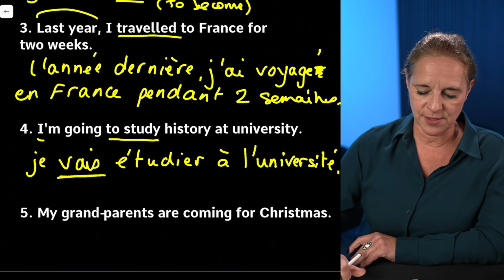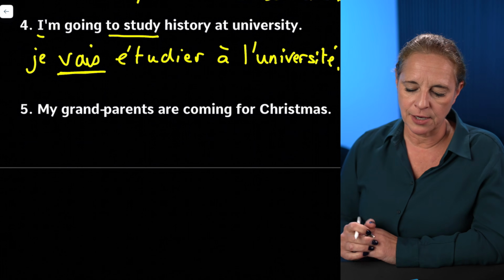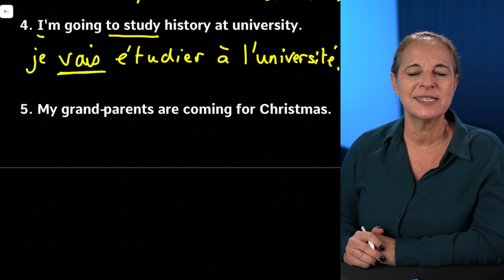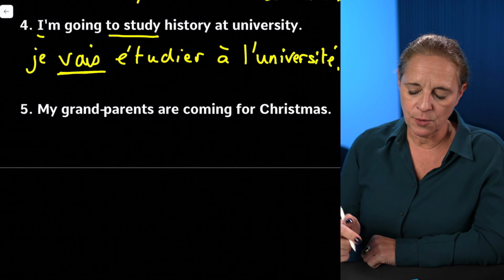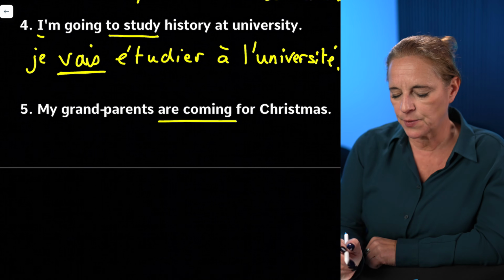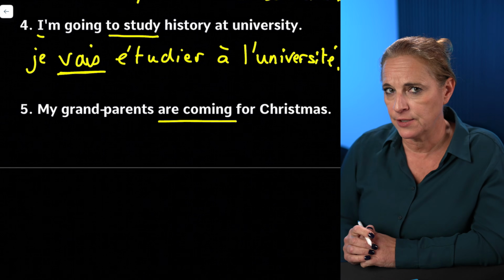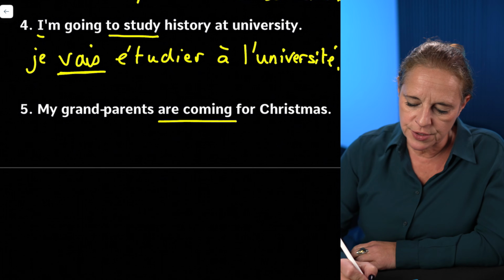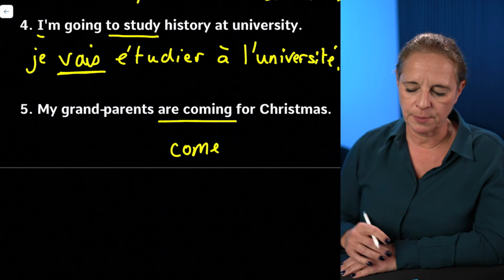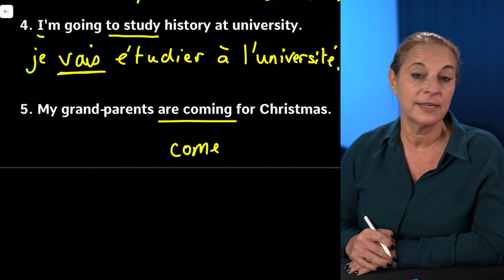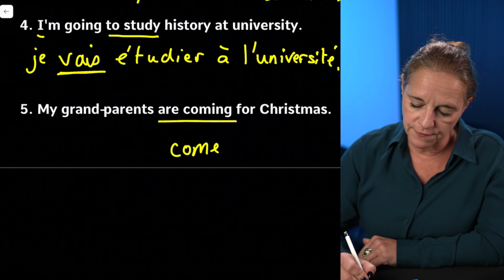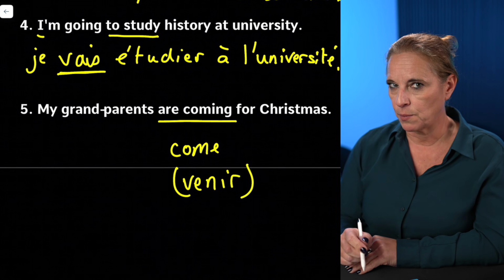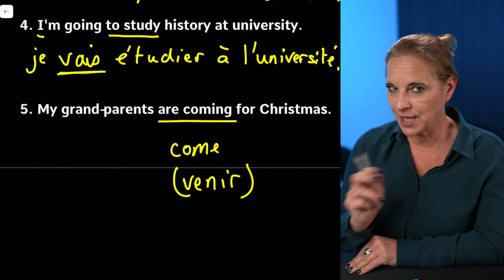Let's have a look at the last one. How would you translate? My grandparents are coming for Christmas. And what tense is that? Well, are coming is what you call in English a present continuous. Doesn't exist in French. So we want to say in effect come. My grandparents come for Christmas. Okay, that's it. How do you say come? It is venir. Now, venir is the infinitive verb to come. It's not the conjugated verb.